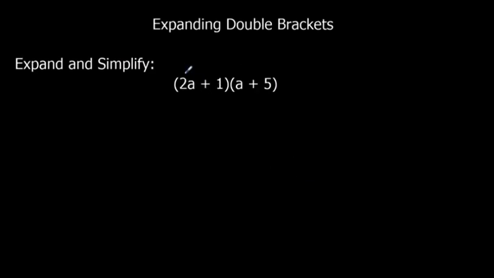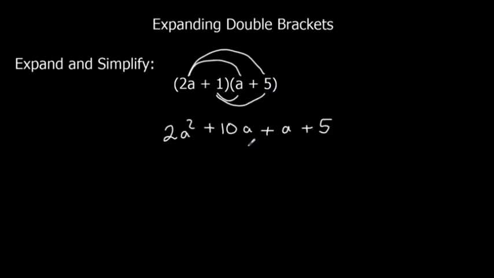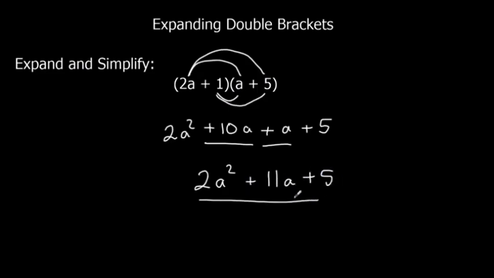Okay, this time we've got a number in front of one of the a terms. Again, same process. Multiply both the terms in this bracket by both the terms in this bracket. So 2a times a, that's 2a squared. 2a times 5, that's 10a. 1 times a, that's just a. And 1 times 5, that's 5. So simplify. 10a plus 1a, that's 11a. That's the final answer.